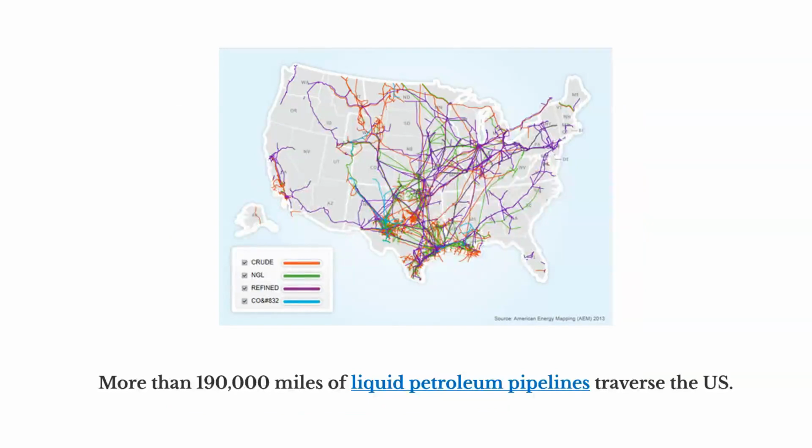What's interesting is that there's more than 190,000 miles of liquid petroleum pipelines across the U.S. And you have to wonder, do we need all of that transportation of materials? Is there some more efficient path? That's what we should be thinking about. Can we put the process steps closer together to minimize the waste of transportation?